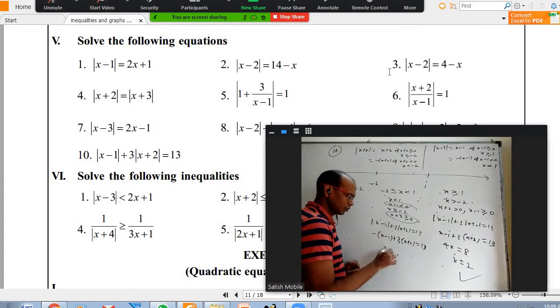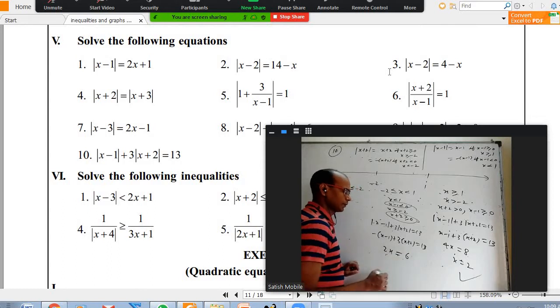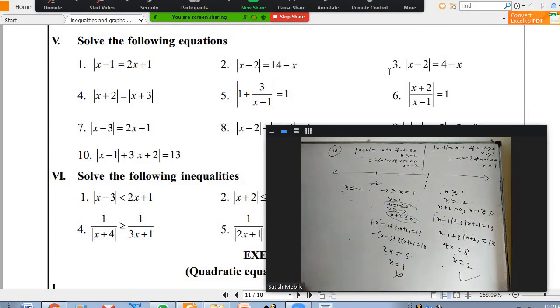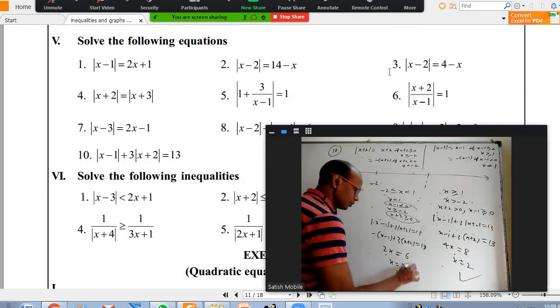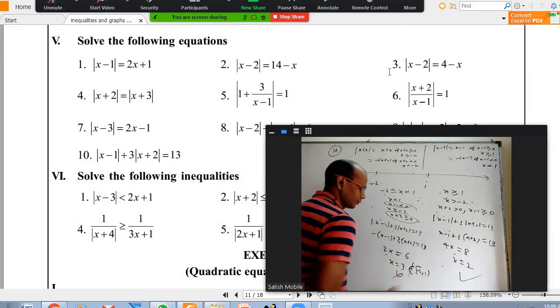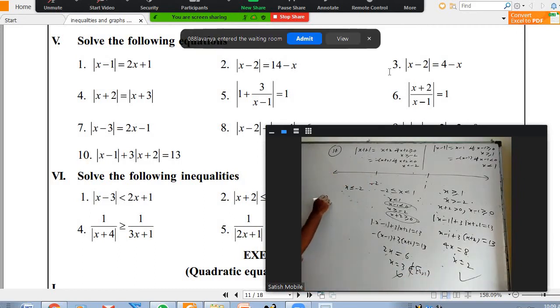3x minus x is 2x, 3 2s are 6, plus 1 is 7, goes that side, it will be 6. X is equal to 3, but 3 doesn't belong to this, so no solution. 3 is not correct because 3 doesn't belong to the closed interval minus 2 to 1. This is not accepted.